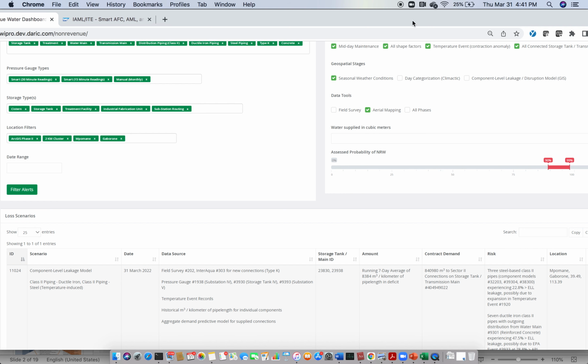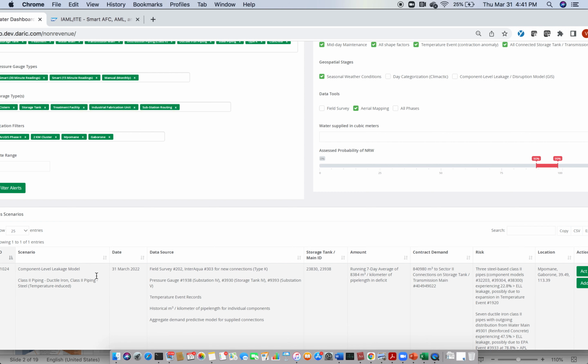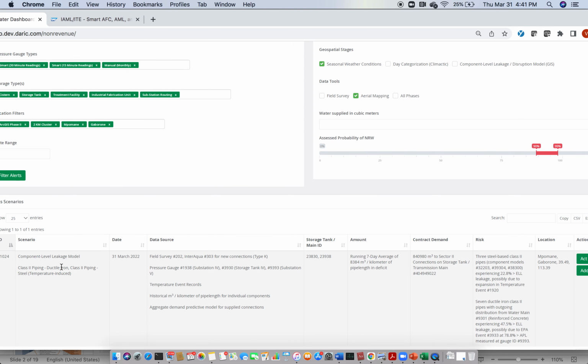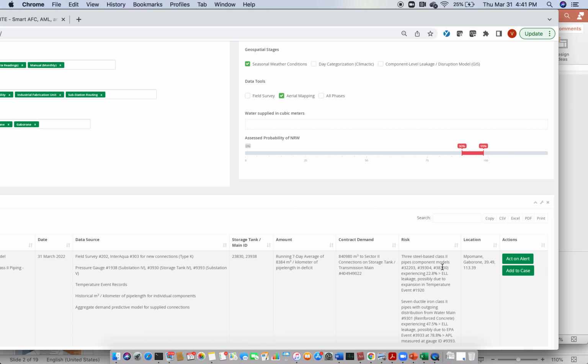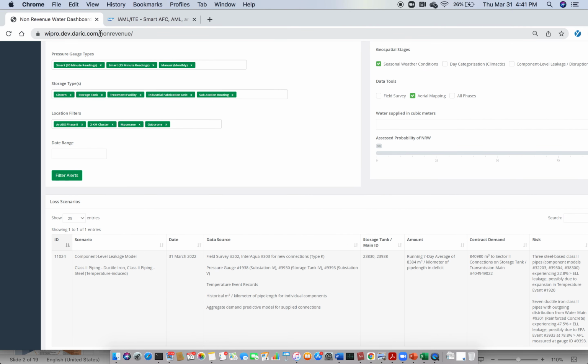In this case, we see that we have identified within the network several components: class 2 piping, both steel and ductile iron, where there are losses that are predicted significantly above the economic level of loss. In other words, where there is loss that is substantially more expensive than the cost of fixing it would entail. We can see which specific components those are and make them isolatable and identifiable through our solution. Let's take a look at what those components might be.